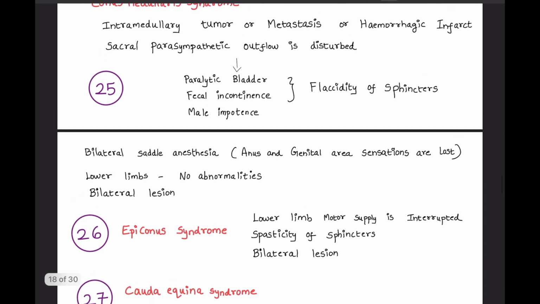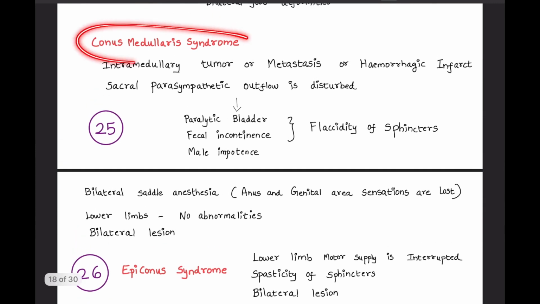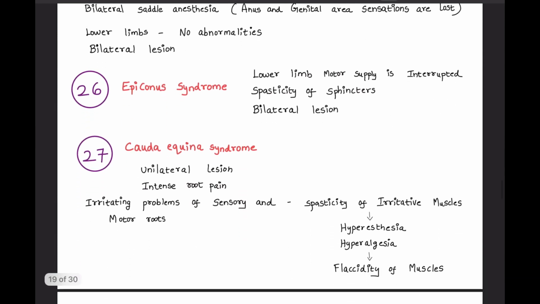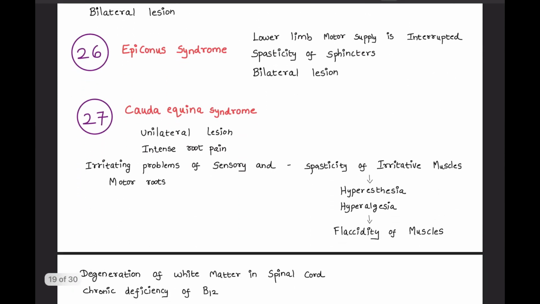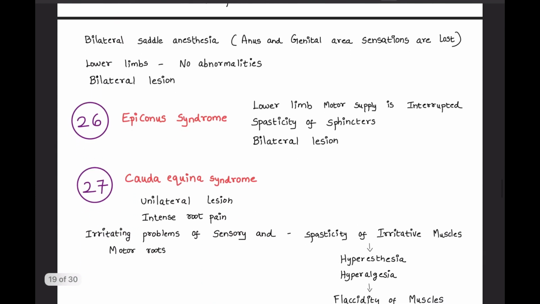In epiconus, the lesion is bilateral, but it involves the lower limbs. There are lower limb abnormalities. In Conus Medullaris, there is flaccidity of sphincters. In epiconus, there is spasticity of sphincters. Then Cauda Equina syndrome. Please note that Conus Medullaris and epiconus have bilateral lesions, but in Cauda Equina there is only a unilateral lesion.